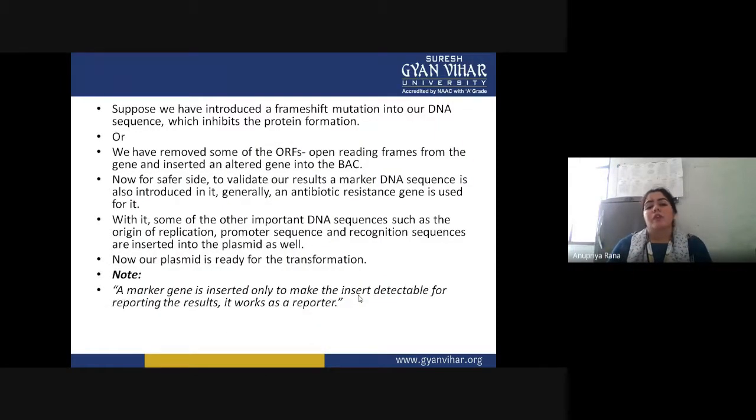Now, suppose we have introduced a frame shift mutation into one DNA sequence, which inhibits protein formation. There are several situations under which we can work for the knockout process. We can do the frame shift mutation, which basically alters the sites, like at what specific site they have to be attached, but the structure is shifted. So the thing which has to come and attach to that particular site will not maintain its way. Or we can remove some ORF.